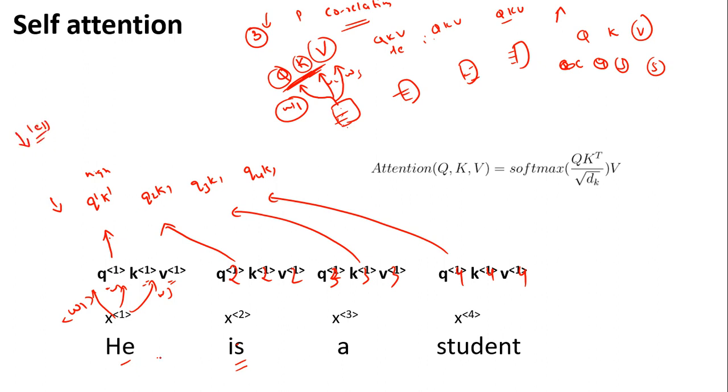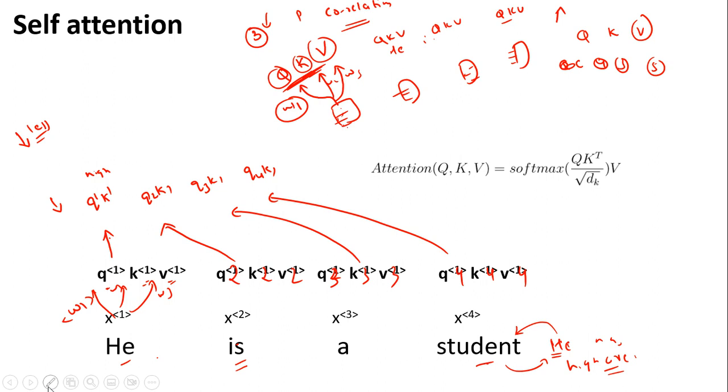Suppose I write, he is a student, and next, he has a book. So he here determines student, right? So student and he will have a higher correlation. So this is about correlation.